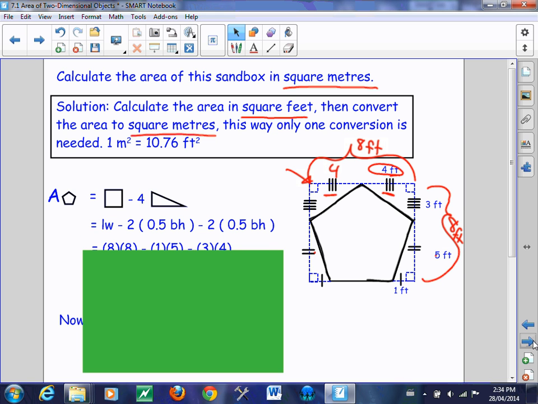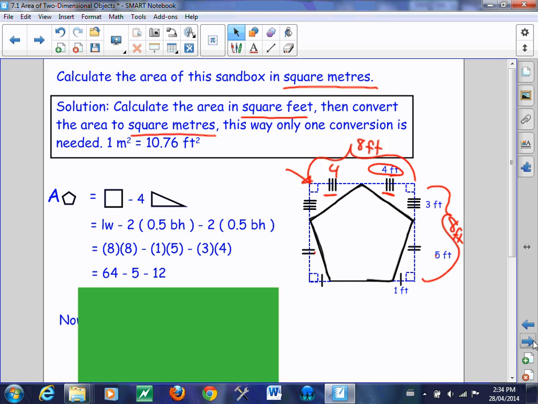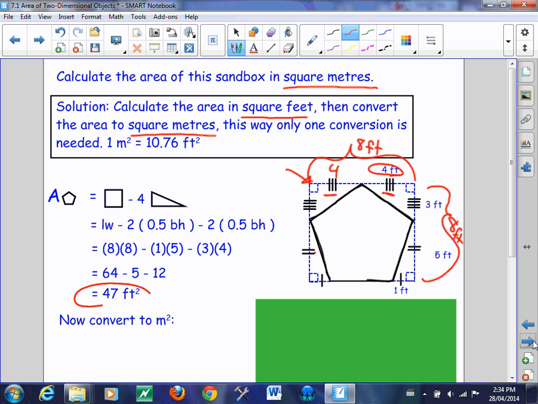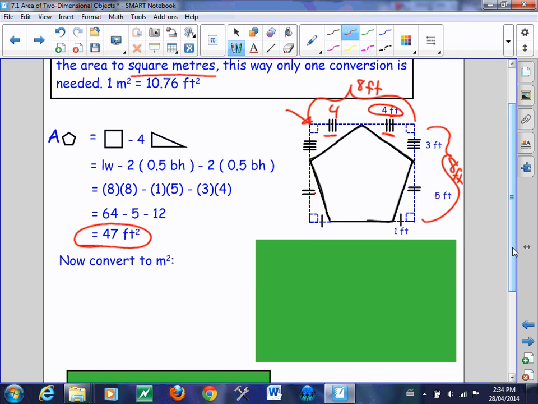That's all that is. So plugging it in, we know it's 8 times 8, subtract 1 times 5 plus 3 times 4. Those are all the measurements that were given. Plug it in your calculator, do some work. What we end up with is 47 square feet, or feet squared, whatever you want to say.